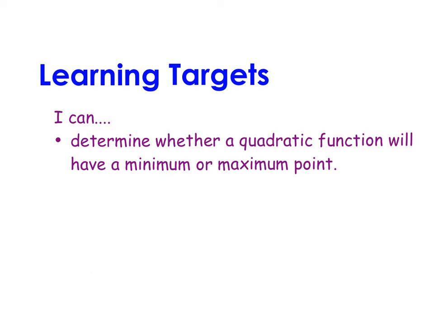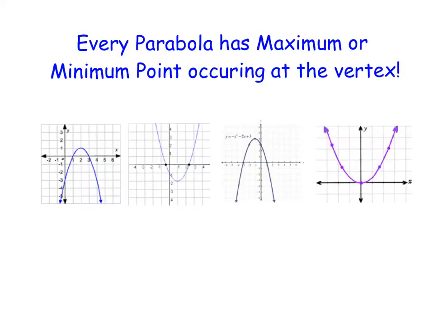In this video, we're going to determine whether a quadratic function will have a minimum or a maximum point. Every parabola or quadratic function has a minimum or a maximum point occurring at its vertex. And the easiest way to see this is by simply looking at the graph.